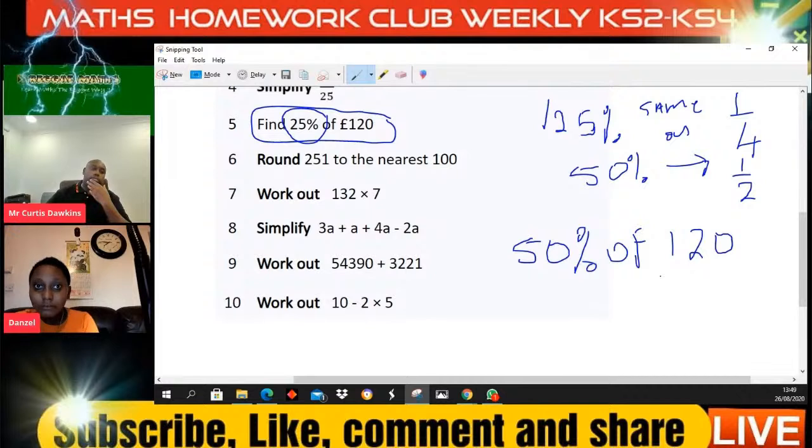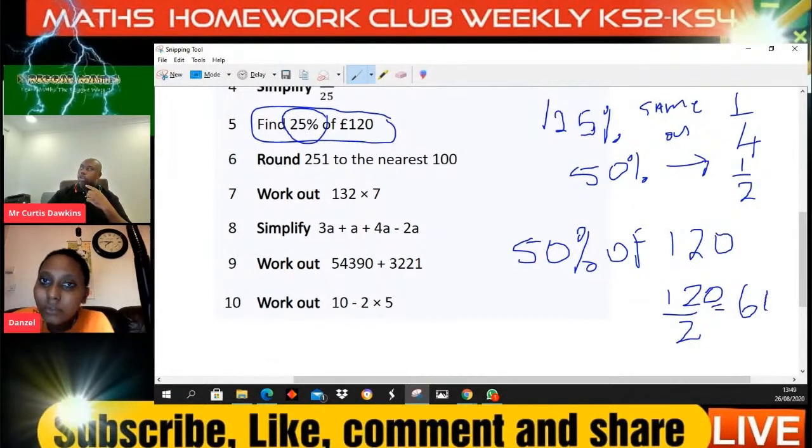What's half of 10? 50. Okay, what is 12 divided by 2, Denzel? Half of 12 is 6. Right, so what's half of 120? I'm going to add a 0 here. So half of 120 is 60.